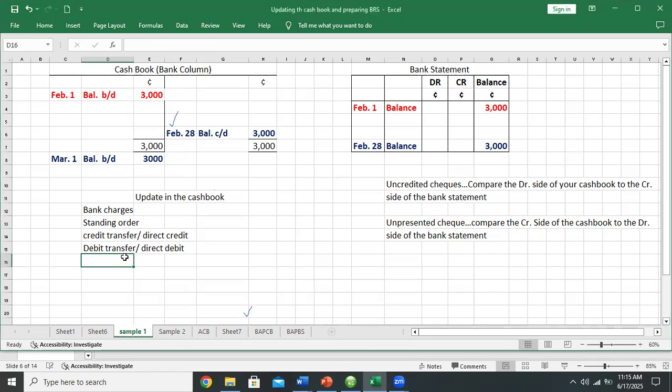Okay, so how many to go? 10 courses. We have done 1, 2, 3, 4, 5, 6. So 4 to go. The next one is dividend.